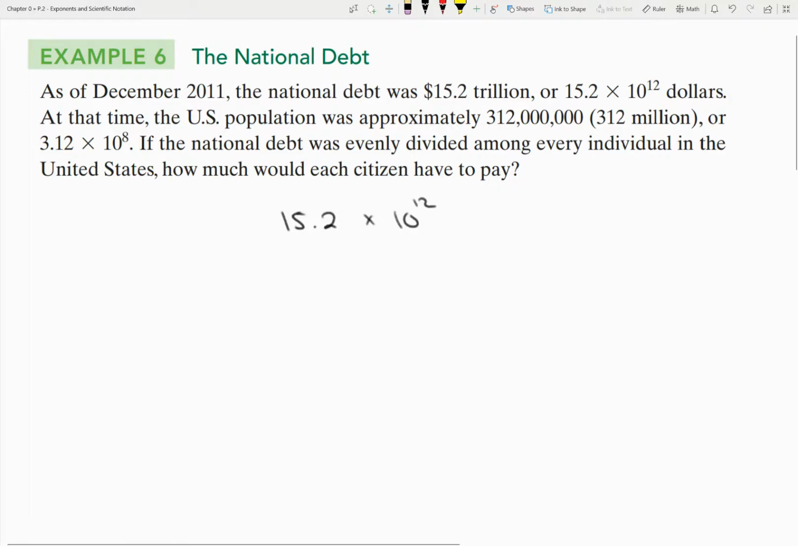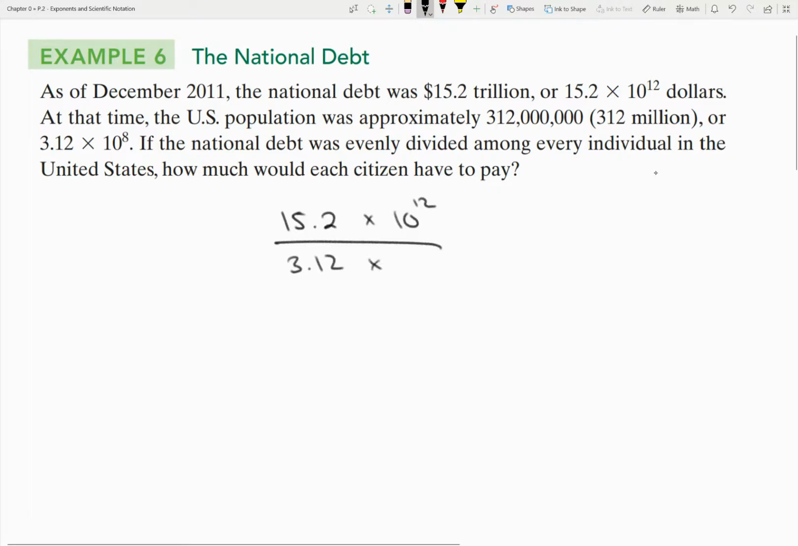At that time, the U.S. population was approximately another number we just used before, 312 million. If the debt was evenly divided among every individual in the United States, not taxpayers, just every person, how much would each have to pay? That's division, right? We have the whole, we divide it by the number of people, and that's how much they have to pay.